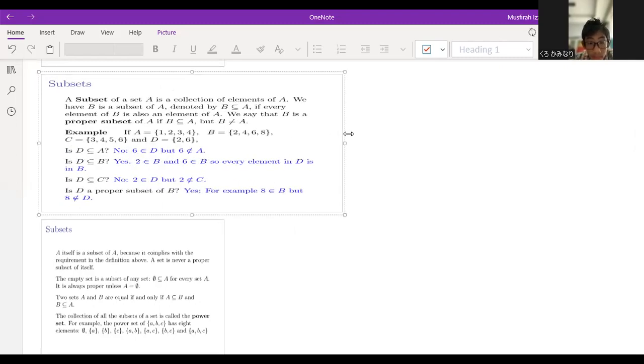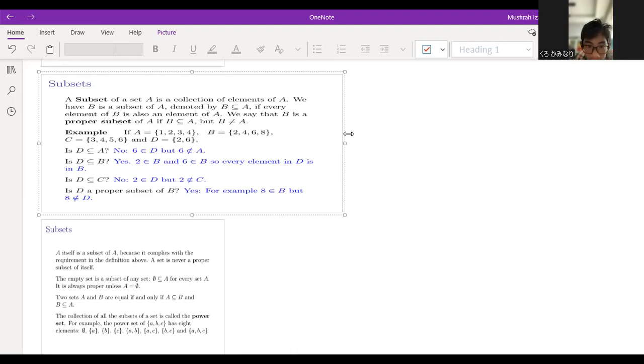Okay, a subset is a collection of the elements of A. We have B is a subset of A, written with the subset symbol, if every element in B is also an element of A. We can say B is a proper subset of A if B is a subset of A but B is not equal to A. Maksudnya semua elemen dalam B tu ada dalam A. Yang tadilah. Kita tengok example.